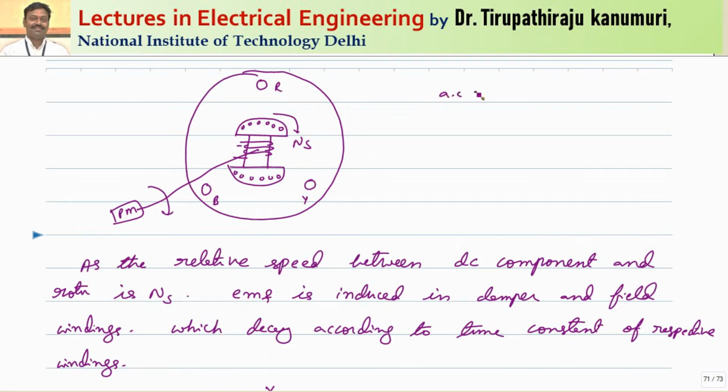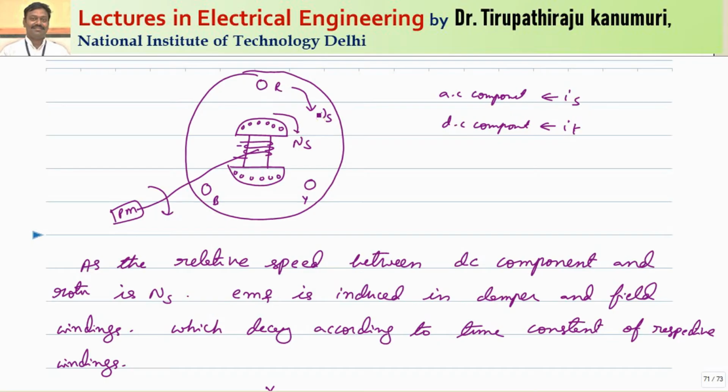So one component is the AC component, or the steady state component, and the second component is the DC component, or the transient component. Agree with me? Now coming to the steady state or AC component, when you are giving to the RYB phases, that current will produce a rotating magnetic field which will rotate at a speed of ns with respect to the stator winding. Agree with me?